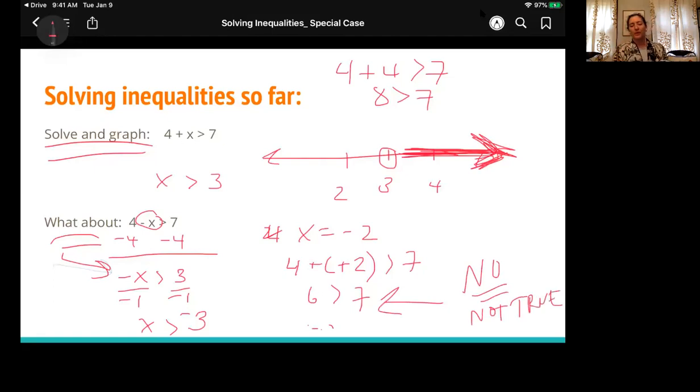And that's a problem. The way we solved this, if I picked my favorite number greater than -3, which is 10, and I put 10 in, 4 minus 10 is -6. -6 is not greater than 7. So there's some sort of problem happening here.